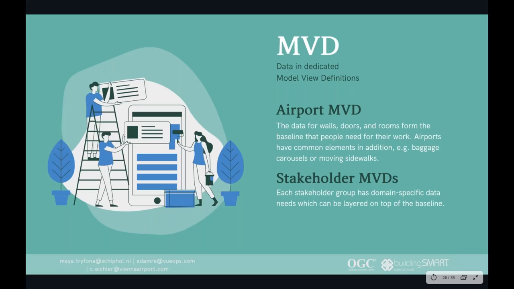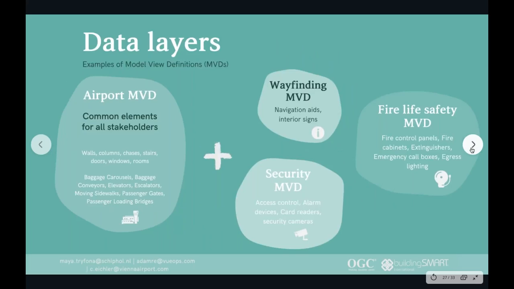That is the baseline. We start to look at all the stakeholders individually. They all have domain-specific needs, which can be documented in smaller model view definitions for each specific stakeholder. So in the next slide, if we do this, we can basically layer the airport model view definition and the smaller data sets from the stakeholders very effectively, and in this way prevent duplication of information or duplication of work, which often occurs in a siloed organization.